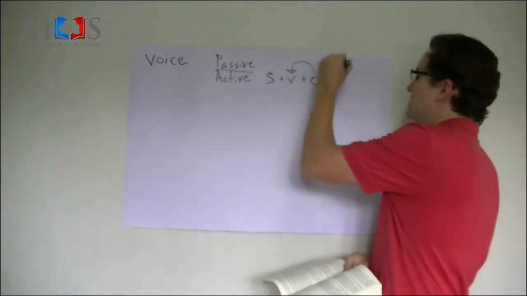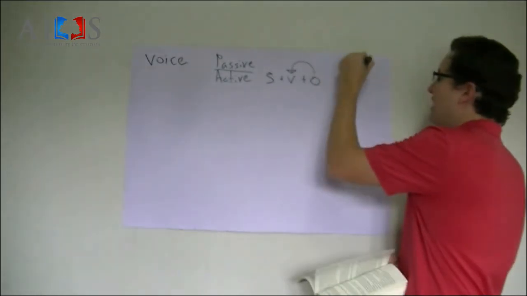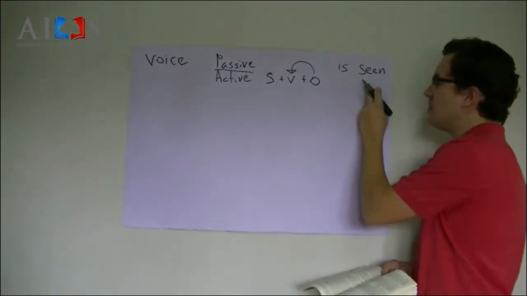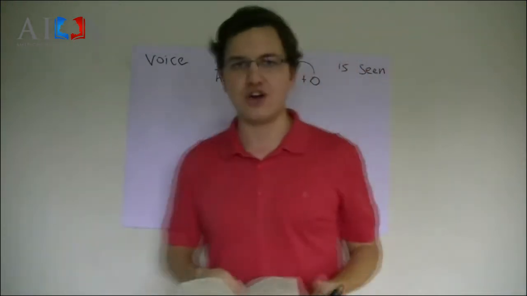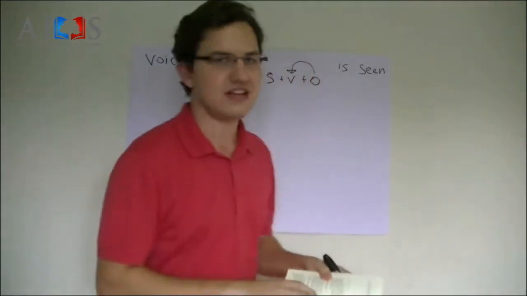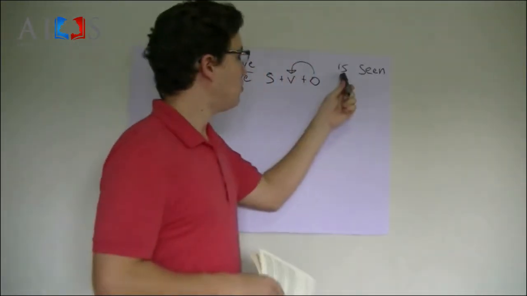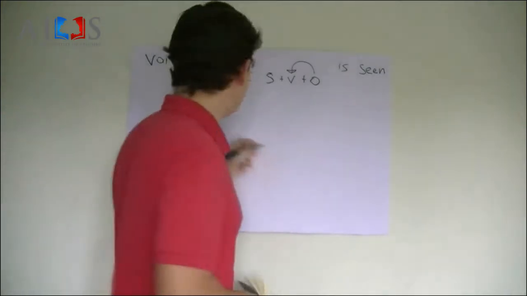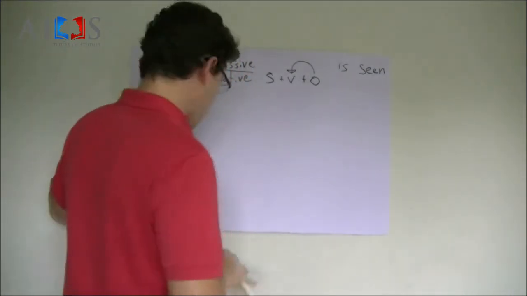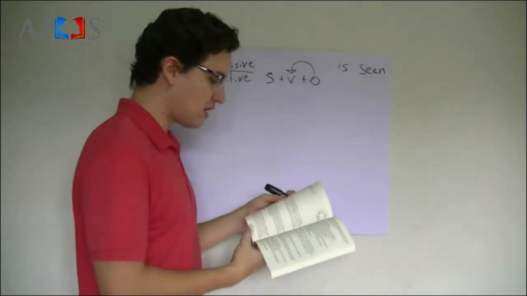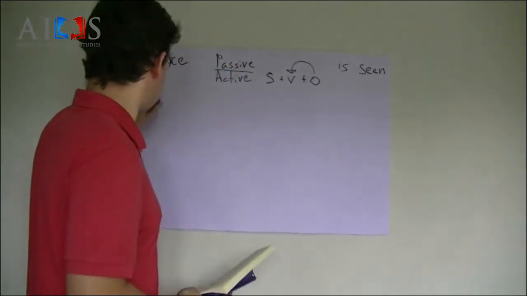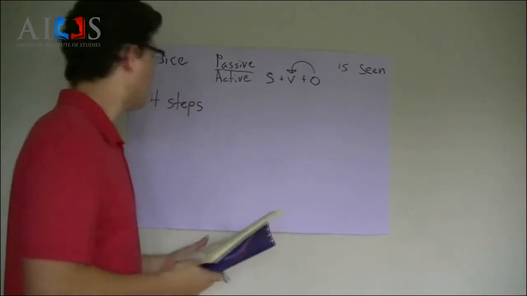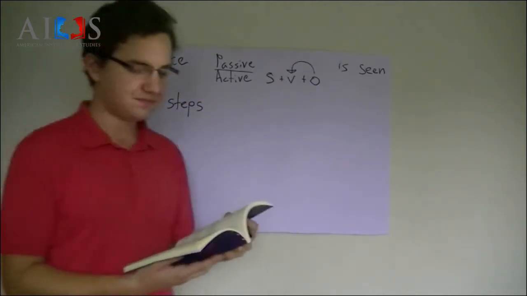So, we have the sentence, or the verb phrase, is seen. Helping verb plus action verb, if you remember from a previous lesson. So the helping verb here is "is." When you want to make the passive, as you can see from the book, it's a 4-step process. So what are the 4 steps?